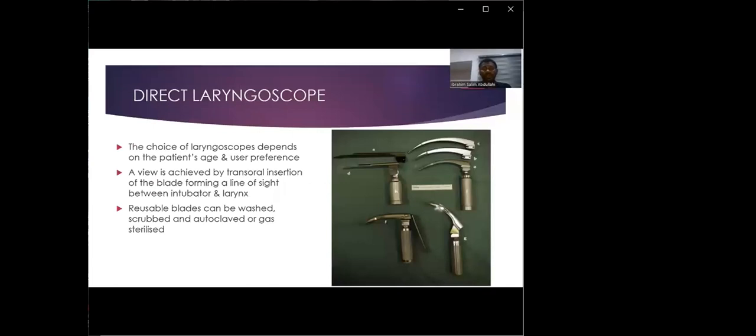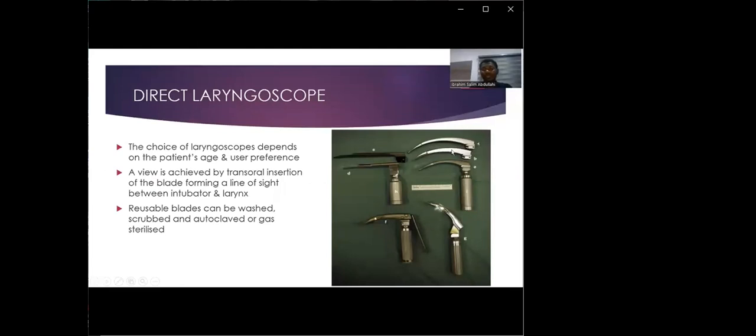So for the direct laryngoscope, there are different types. The choice of laryngoscope depends on the patient's age and then the user preference. A view is achieved by transoral insertion of the blade, forming a line of sight between the intubator and the patient's larynx. So reusable blades can be washed, scrubbed, and autoclaved or gas sterilized. So we have different types of blades.